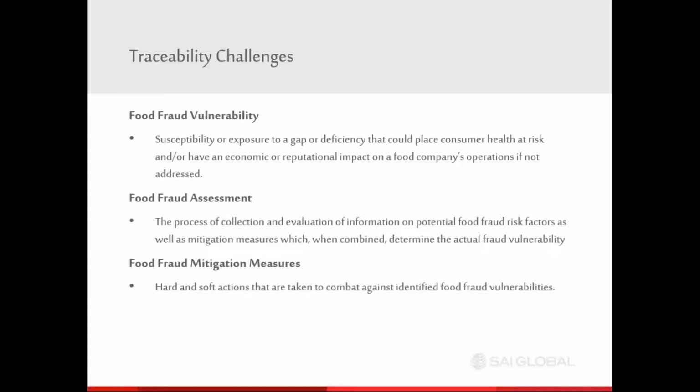So the food fraud assessment provides information on potential food fraud risk factors, as well as mitigation measures, which, when combined, determine the actual fraud vulnerability. So you do that assessment to determine the vulnerabilities or the gaps in your system. Okay. So the mitigation measures are hard and soft actions that are taken to combat identified food fraud vulnerabilities. So the vulnerabilities you identify during your assessment, that's what these mitigation measures are for, to help take those away, help eliminate them in your system.